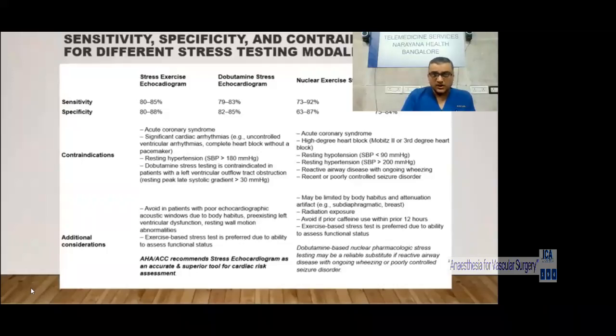The dobutamine stress testing is contraindicated in patients with a left ventricular outflow tract obstruction and a resting peak late systolic gradient greater than 30 mm of mercury. According to the American Heart Association and American College of Cardiology, they recommend stress echocardiogram as an accurate and superior tool for cardiac risk assessment. The dobutamine-based nuclear pharmacologic testing may be a reliable substitute if there is reactive airway disease with ongoing wheezing or the patient has a poorly controlled seizure disorder.